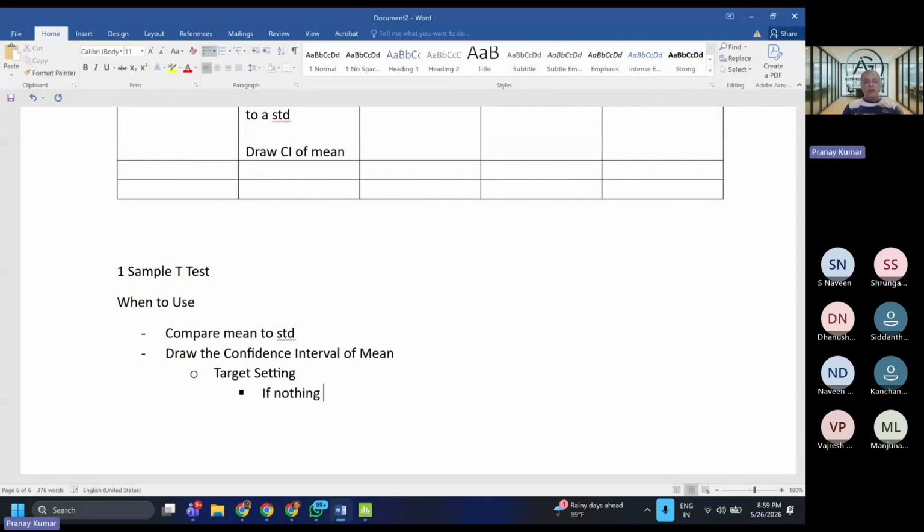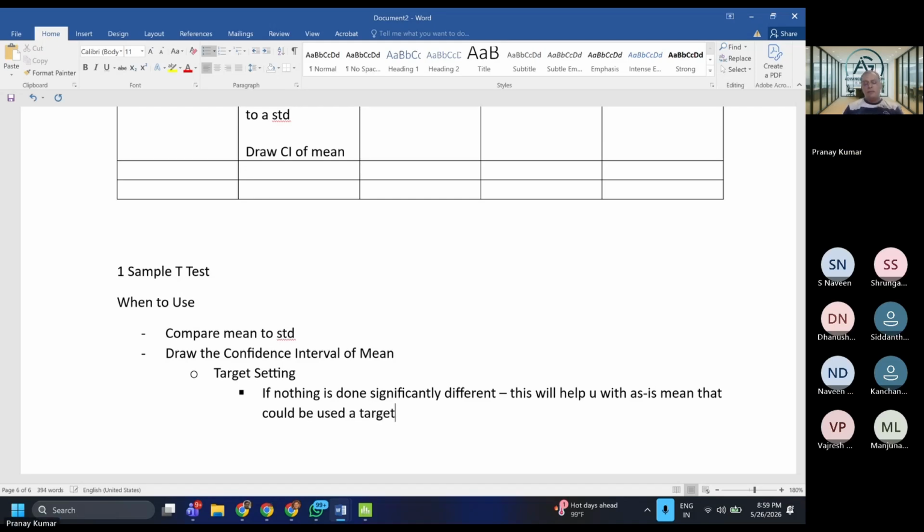If nothing is done significantly different, this will help you with the as-is mean. That could be used as a target. Everyone with me? Yes, sir. Number 2, if I'm doing a Six Sigma project, I don't want to call it a Six Sigma project, I'm doing an improvement project.